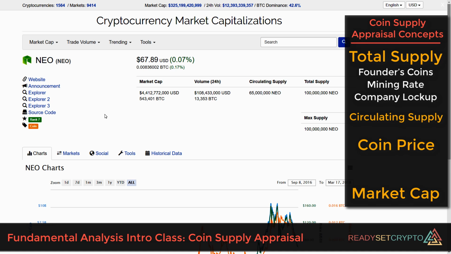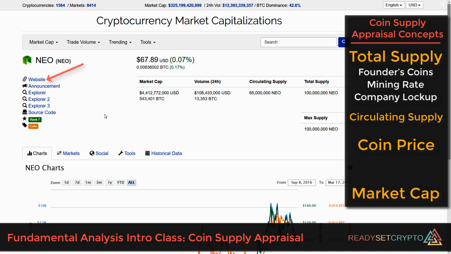Knowing what these three terms mean, the founders coins, the mining rate, and the company lockup, is important because they can provide more data for analysis. Let's start with founders coins. It refers to the coins that the team behind an ICO or an established coin keep for themselves. These coins might be sold off after a period of years or kept by the founders as personal nest eggs. You can usually learn about the number of founders coins by carefully reading the project website or white paper. The amount of currency reserved for the founders is usually listed there. We'll get to those in later videos.